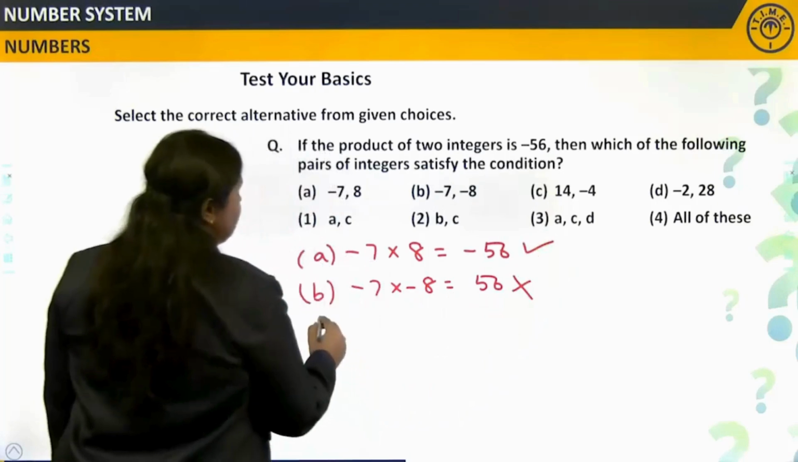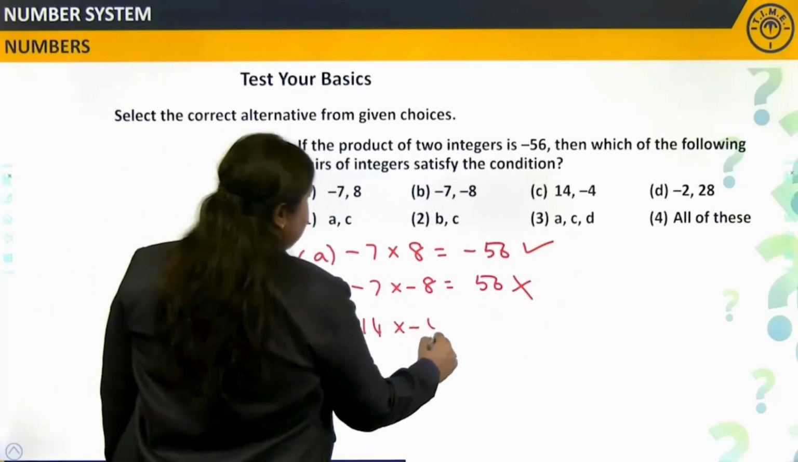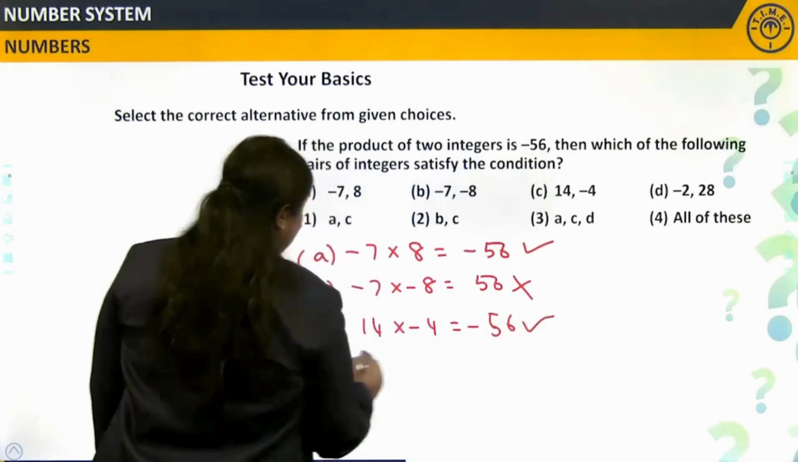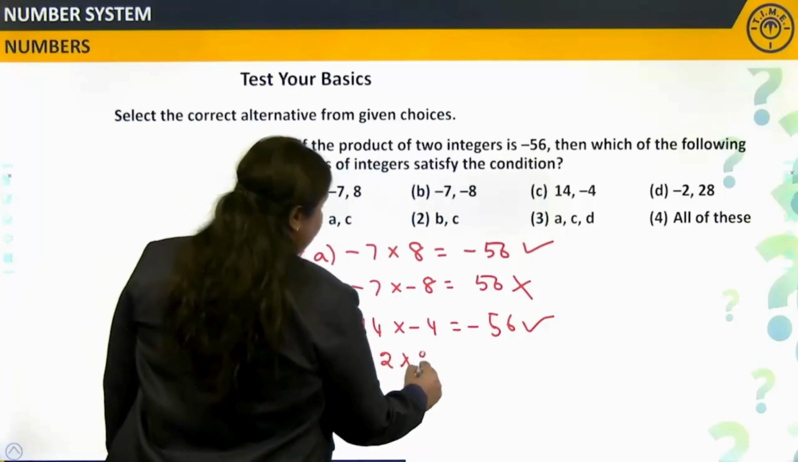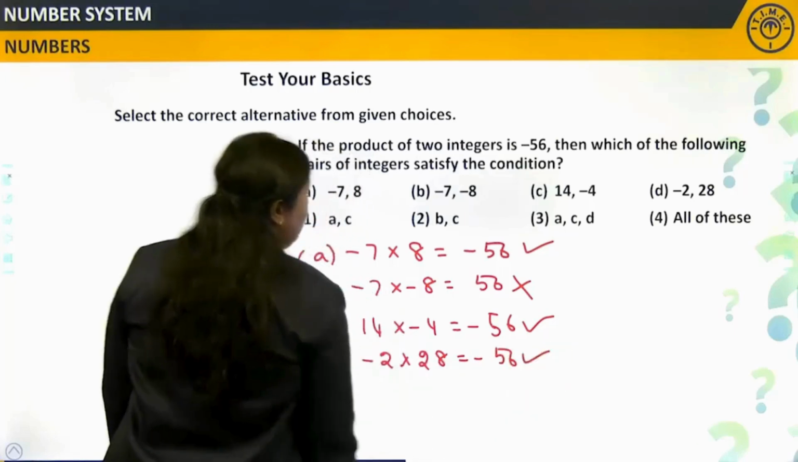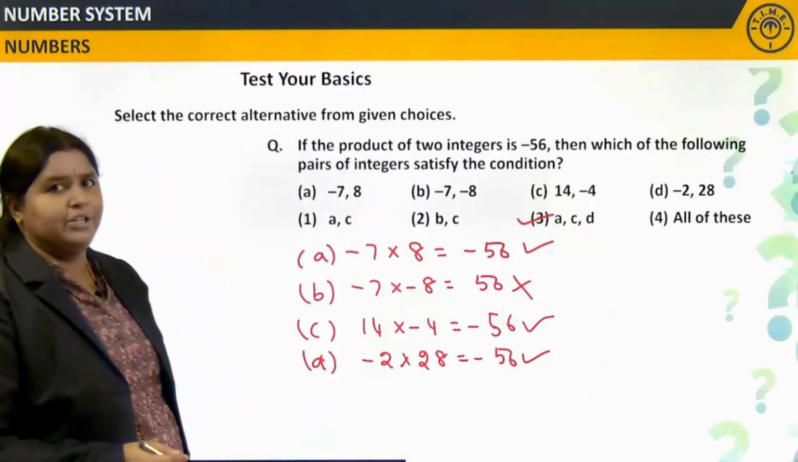We want minus 56. And then what? 14 into minus 4. Plus into minus is minus. 14 into 4 is 56. And finally, D, minus 2 into 28. Minus into plus is minus. 2 into 28 is 56. Only choices A, C, D satisfy the condition.